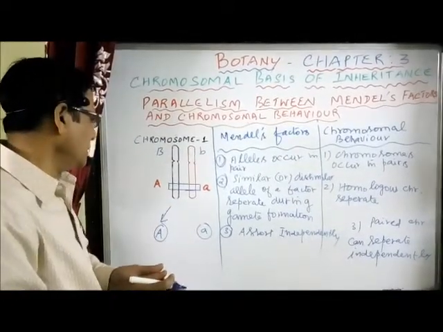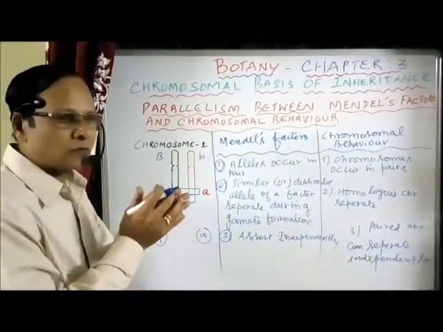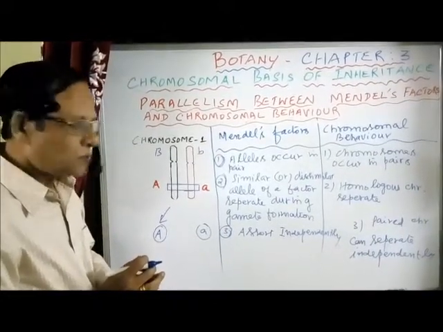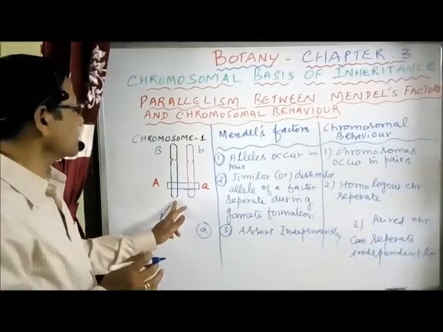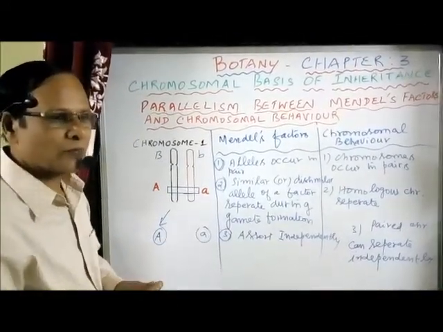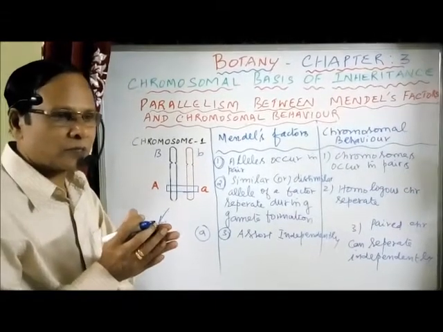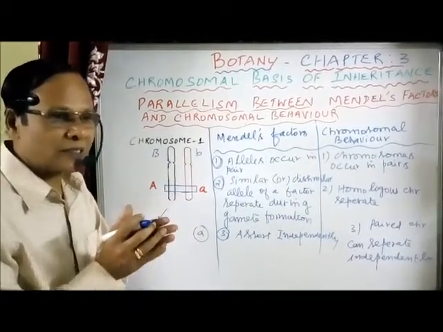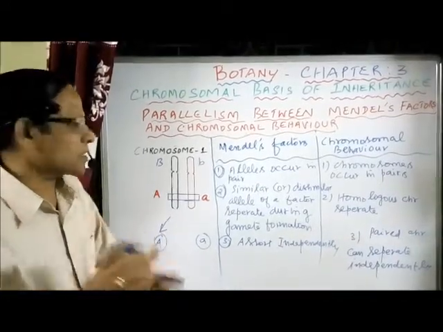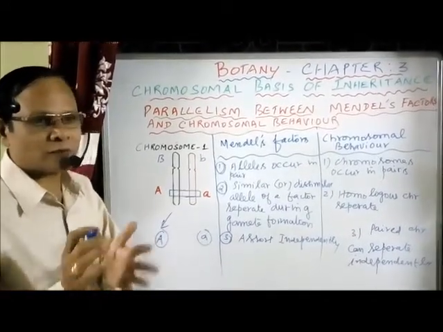Now, the Mendelian factors are sorted out independently. The meaning of that is there is no connection between the separation of the first pair of chromosomes and the second pair of chromosomes. Each and every pair of chromosomes is sorted out, segregating independently without affecting the segregation of other factors, or other chromosomes.